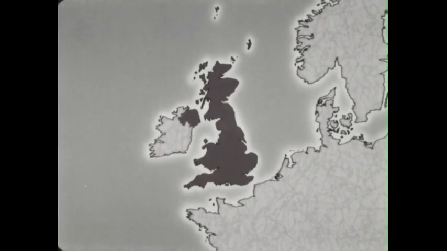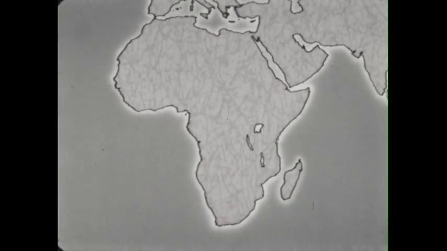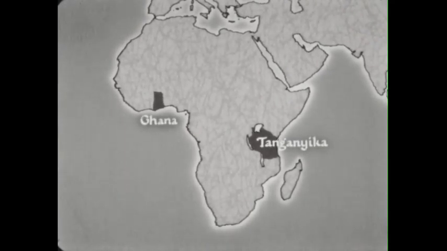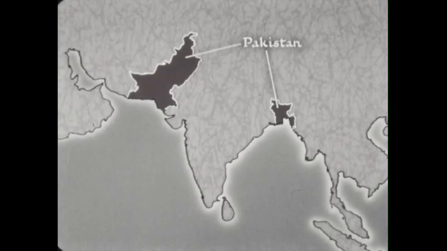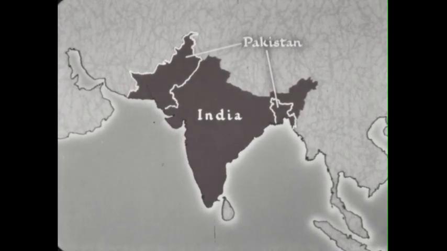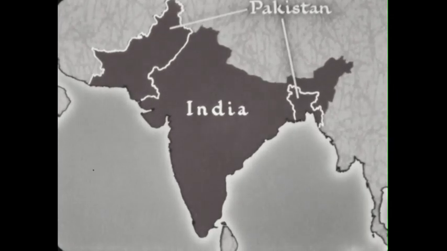Since the Statute of Westminster was issued, Eire, long a member of the United Kingdom, chose to withdraw from the Commonwealth, as did the Union of South Africa. On the other hand, Ghana and Tanganyika chose to join the Commonwealth, as did several nations of Asia, including Pakistan and India. The Commonwealth is not only a voluntary organization, but a flexible one. India is a good example of this flexibility.